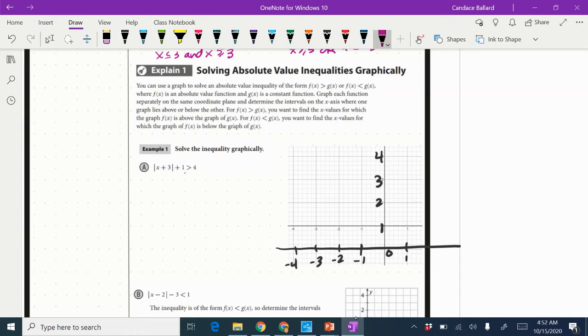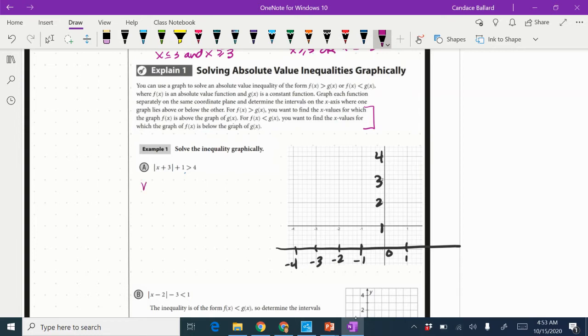For f of x greater than g of x, you want to find the x values for which the graph of f is above the graph of g of x. For f of x less than g of x, you want to find the x values for which the graph of f of x is below the graph of g of x. When we get a little further, we're going to come back to those statements. We're going to basically do the graphing like we did a few lessons ago.